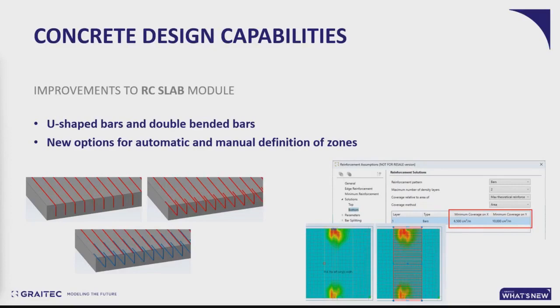And another novelty, a second point, are two new possibilities for generating reinforcement zones automatically or manually. For automatic generation, we can define the minimum reinforcement area for a layer, which makes it easier to control the process of automatic selection of zones. And for manual definition, we can now use two additional methods to graphically define zones by using 2 points or by using a line. So there are two new methods for faster and easier definition of zones.